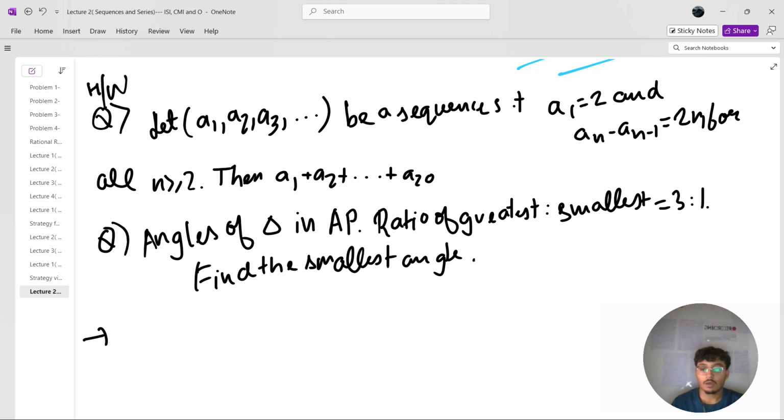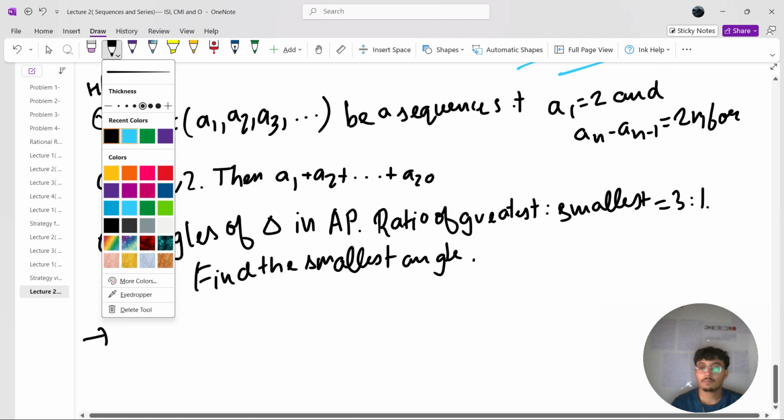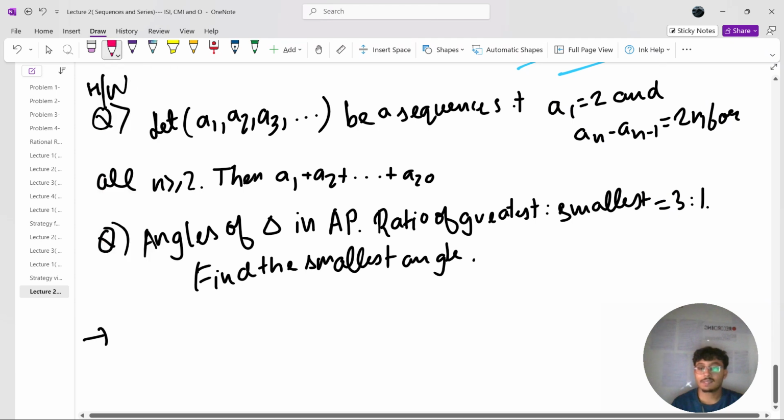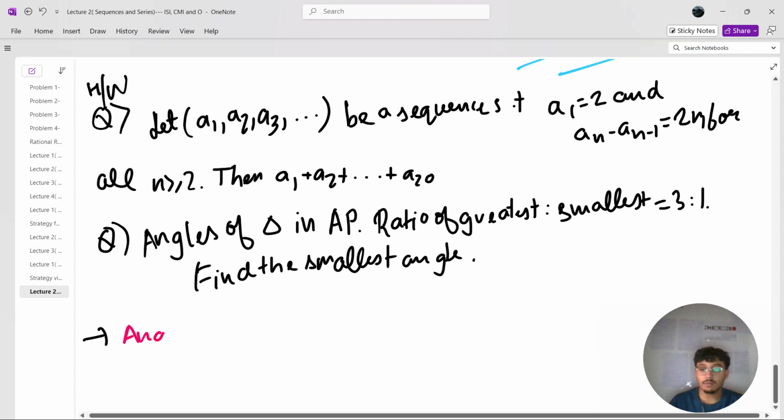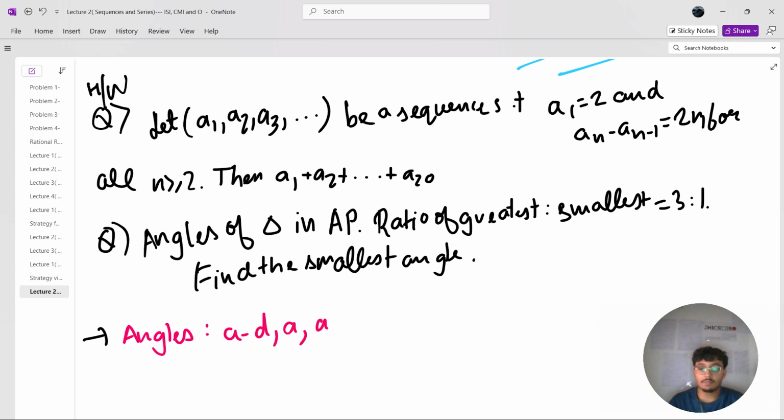How to do this? Very easy. Just follow the basics as I had said. So let my angles be a minus d, a, a plus d. My summation is 3a, which is 180, since the sum of the angles of the triangle is 180. So my a comes out to be 60. So one angle is basically 60, which is my middle angle.